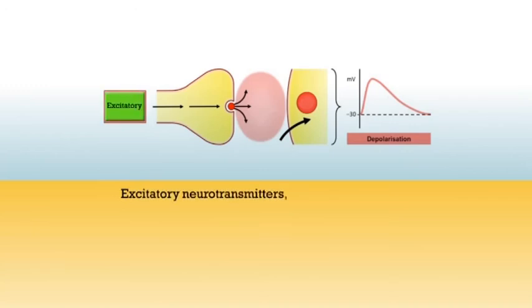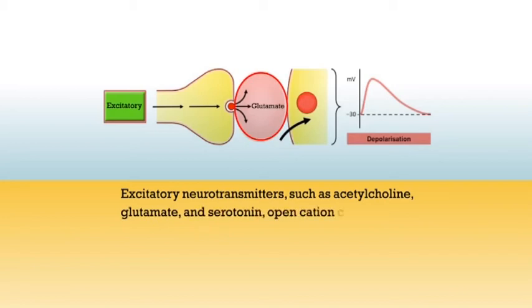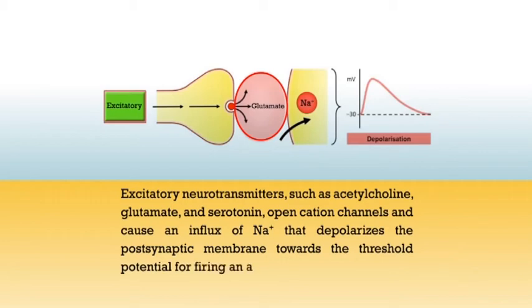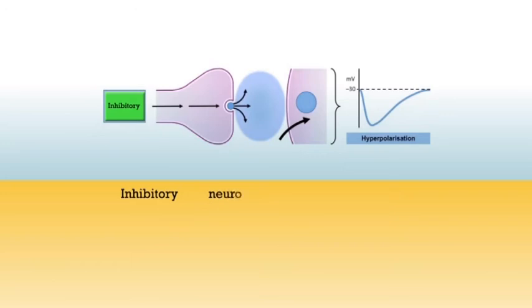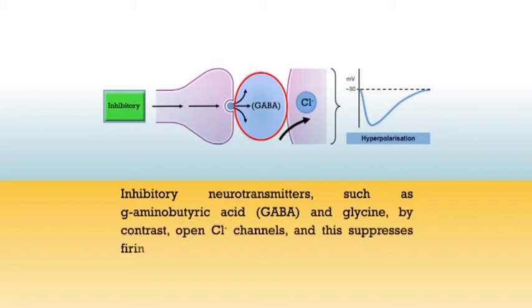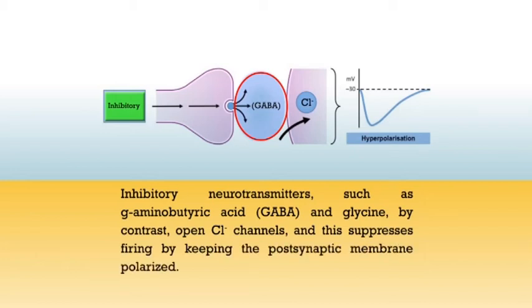Excitatory neurotransmitters such as acetylcholine, glutamate, and serotonin open cation channels and cause an influx of sodium ions that depolarizes the postsynaptic membrane towards the threshold potential for firing an action potential. Inhibitory neurotransmitters such as gamma-aminobutyric acid, which we call GABA, and glycine, by contrast, open chloride channels, and this suppresses firing by keeping the postsynaptic membrane polarized.